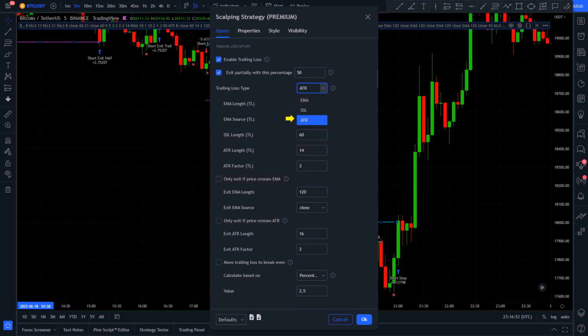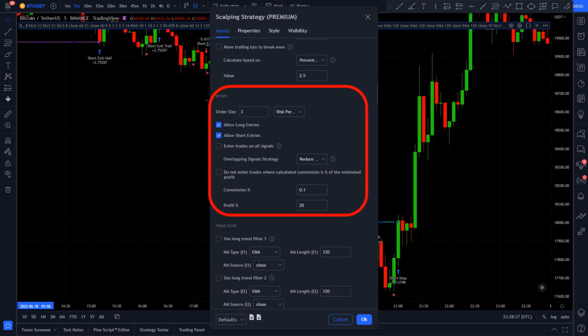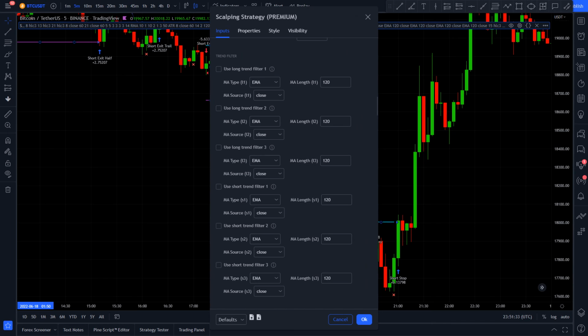Here we have one more great option, which is to move the stop loss to break even after a set value of percentage or number of pips is reached. In the next section you can set up your position sizing and allow different positions. You can allow only long or only short positions or both. Besides that, you can allow to enter on all trades or to only have one active position at a time. You can also set not to enter trades when the commission is higher than the set percentage of the estimated profit. Moving on, we have our filters.